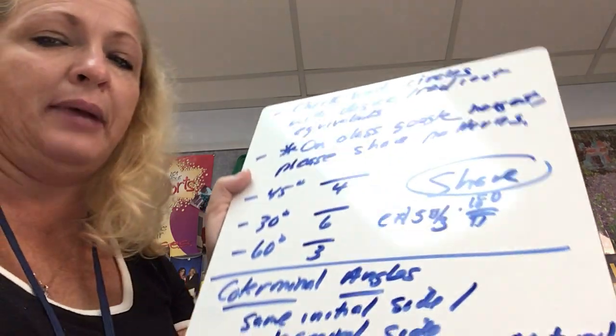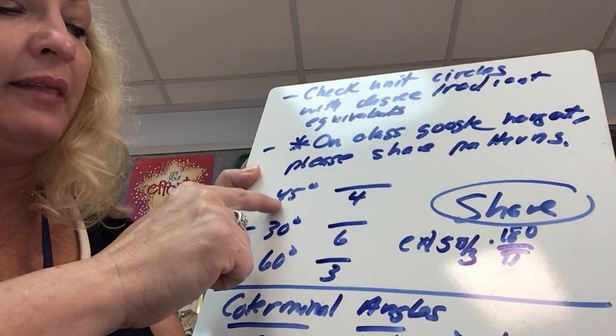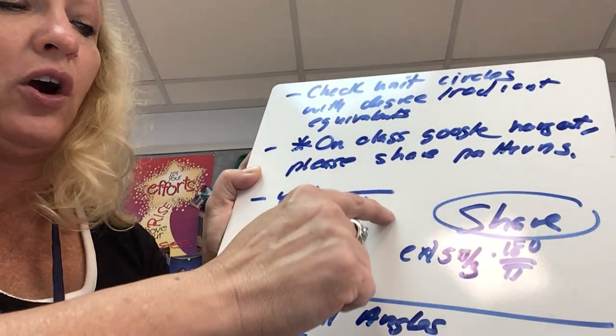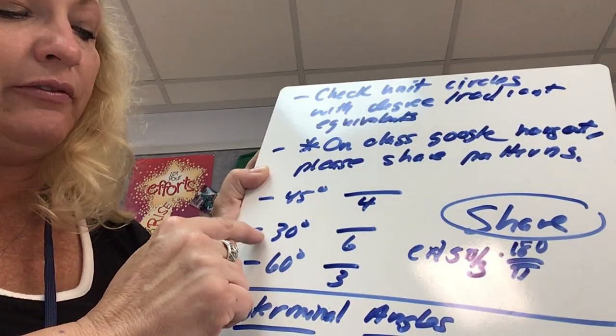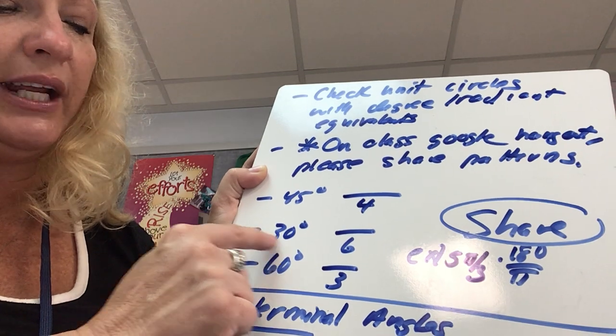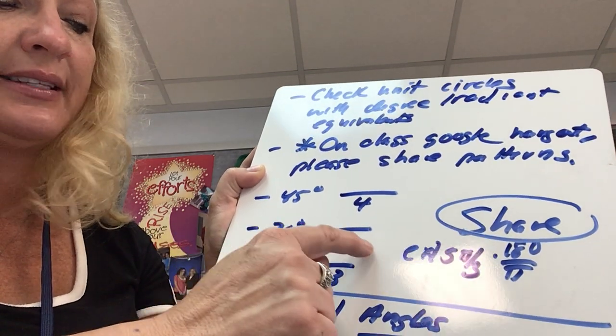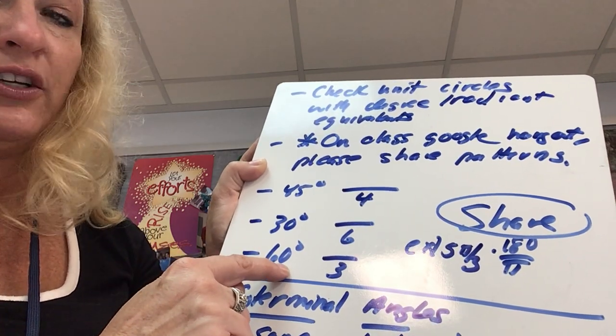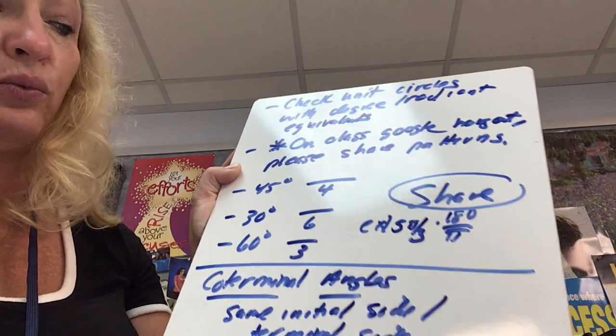Okay, so just some patterns that I have seen: any of those angles that are multiples of 45 are always over 4. Any of those that are multiples of 30, or make 30-degree angles with the x-axis, are over 6. And any angles that make 60 degrees with the x-axis are over 3.